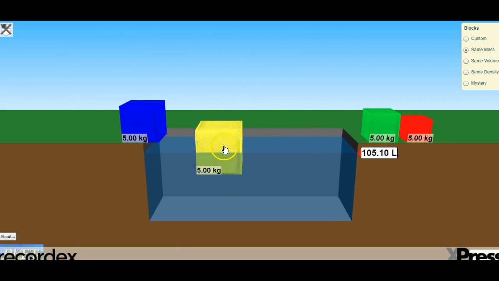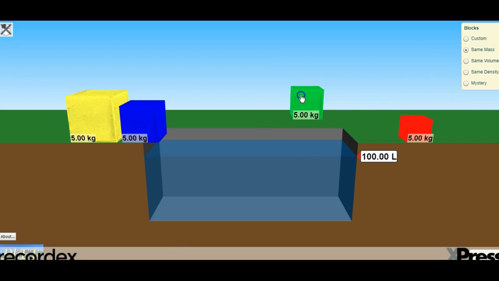See, that floats. All right, what about this one? I'm not going to do all of them. Okay. Look at the volume. Okay, now look at the weight. What do you notice about the relationship between this and this? And don't say they're different. I know that.